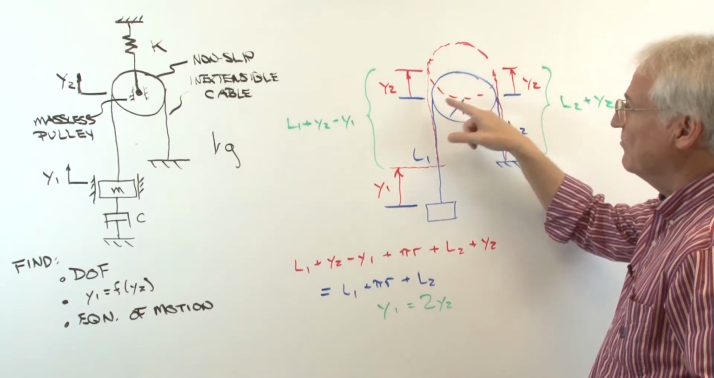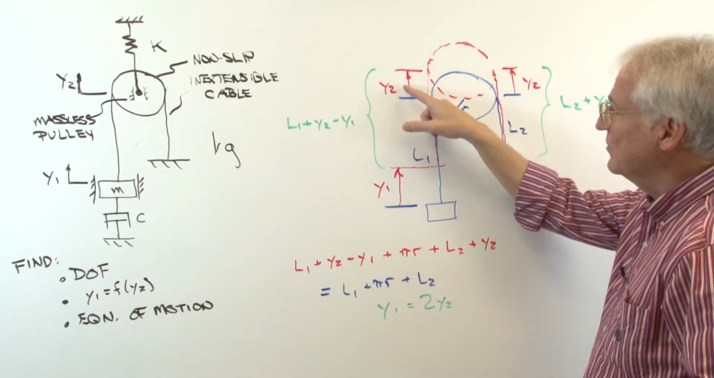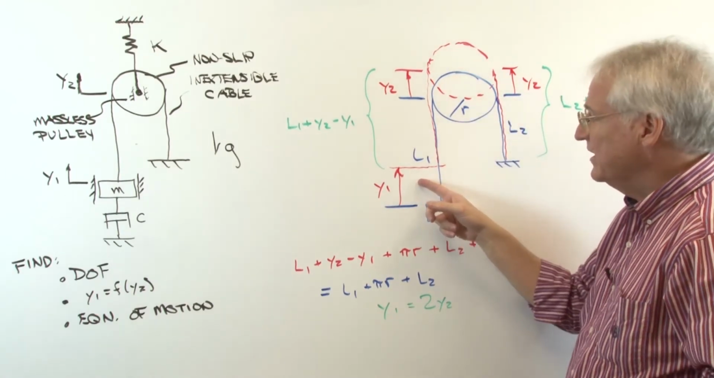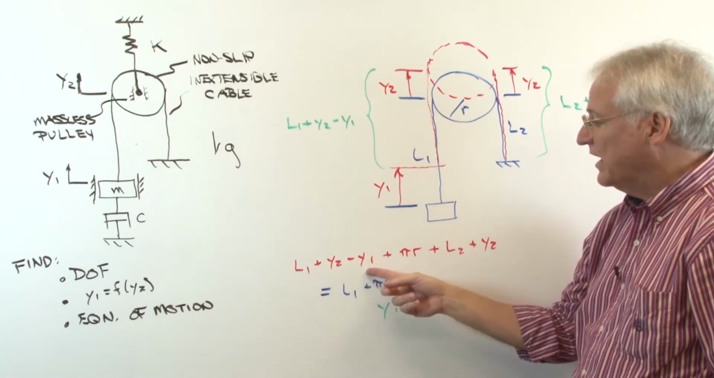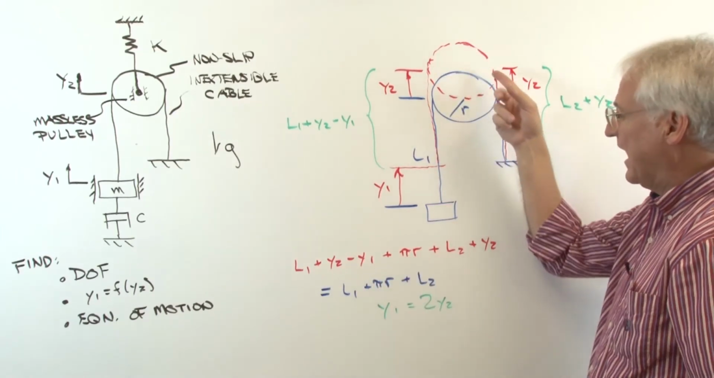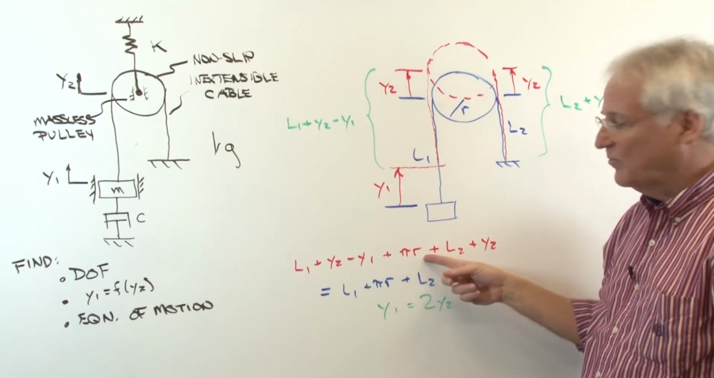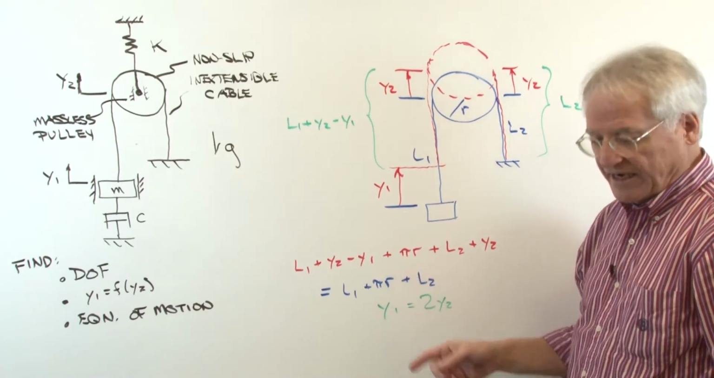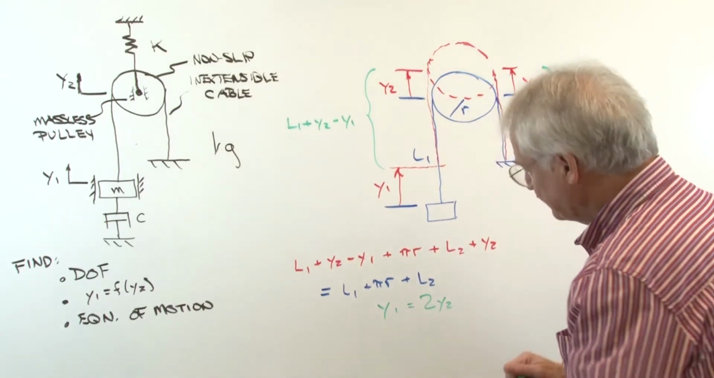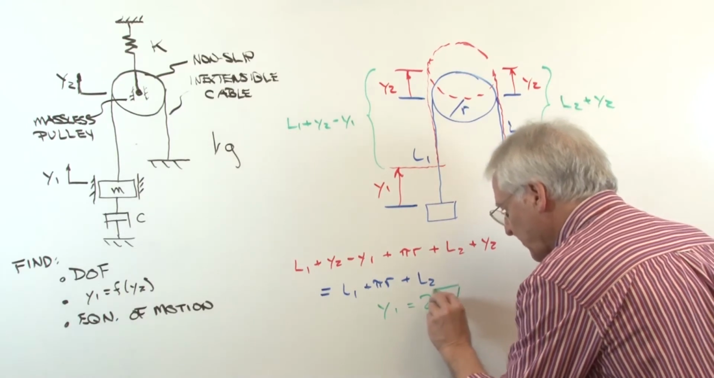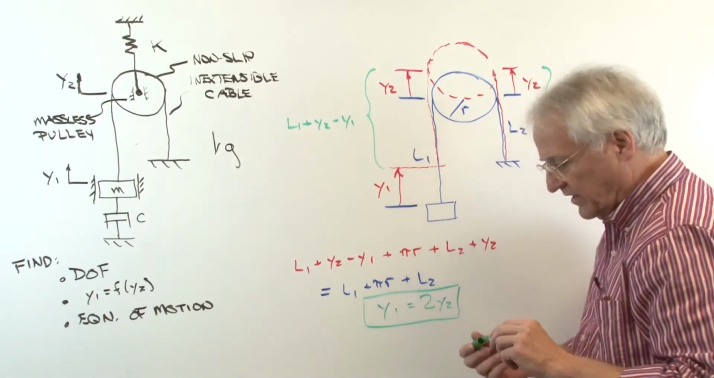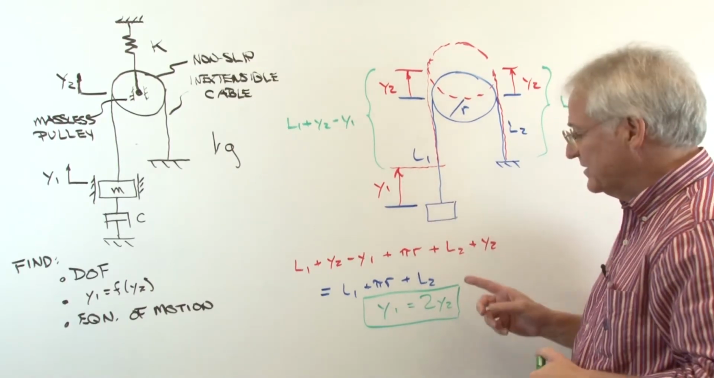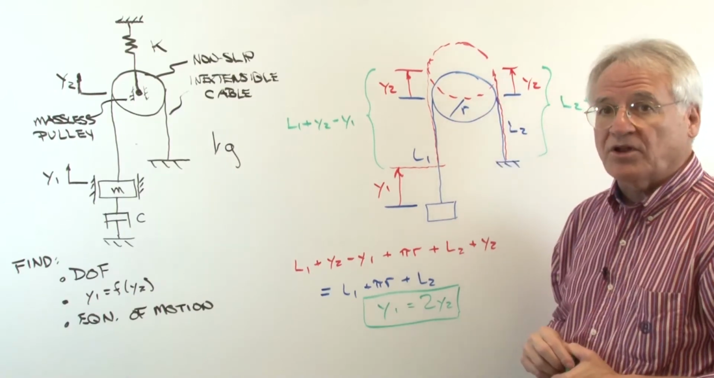After the motion, shown in red, where you see this motion Y2, notice it appears on both sides, Y1 on this side only: L1 plus Y2 minus Y1, and then we add half the circumference of the pulley, and then L2 plus Y2 on the other side. When you subtract these two, you are left with the kinematic constraint we seek, which is that the displacement of mass Y1 is twice the displacement of the pulley Y2.